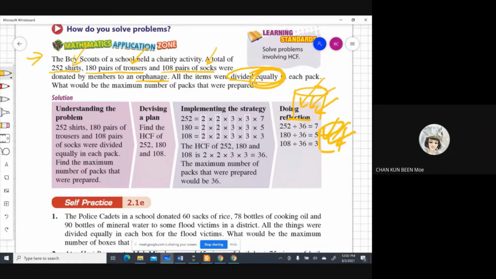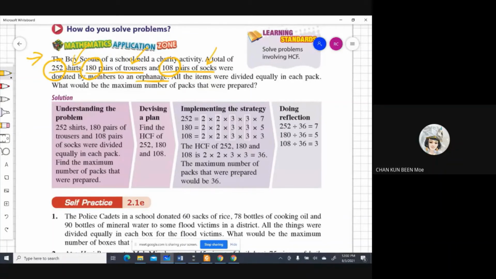What would be the maximum number of packs that were prepared? So from all the numbers given here, how many complete packs can be prepared? So we are going to find the HCF to get the exact number of packs. It's up to you what method you are going to use. You remember the 3 methods we learned just now: the first is by listing the common factors, the second is by repeated division, and the last is by using prime factorization.